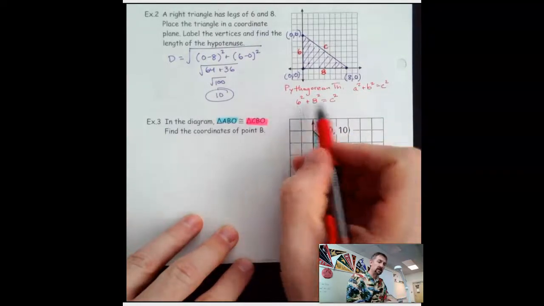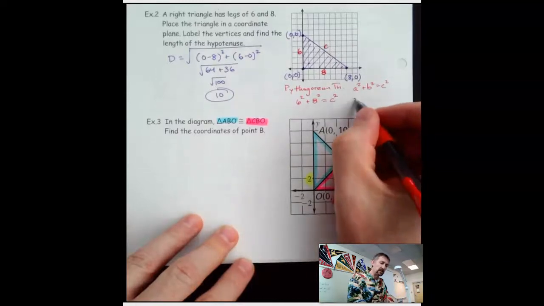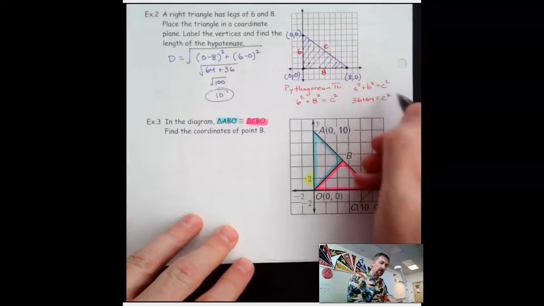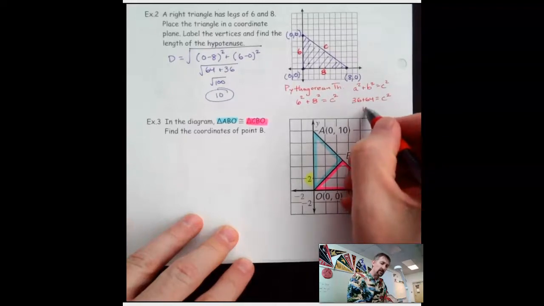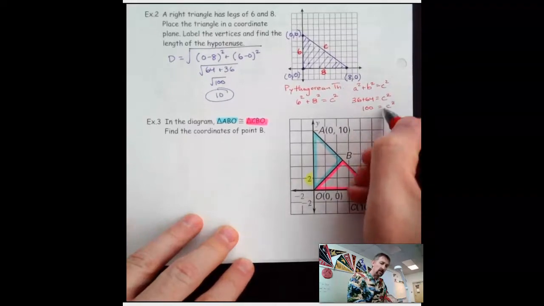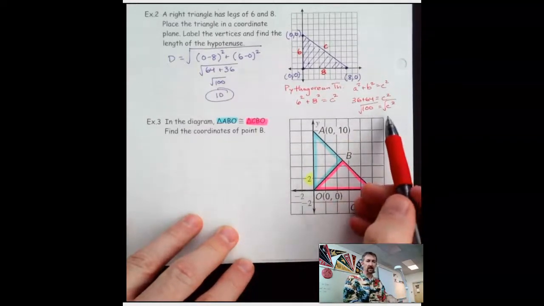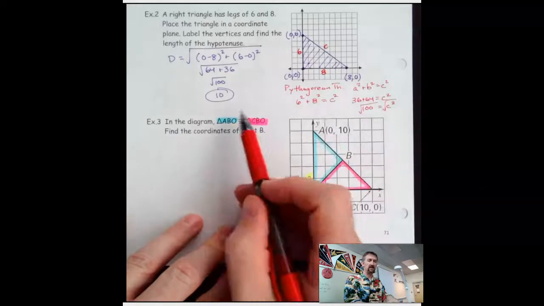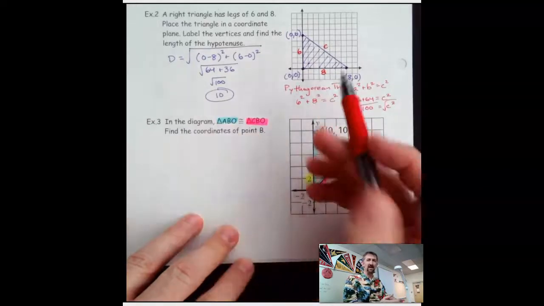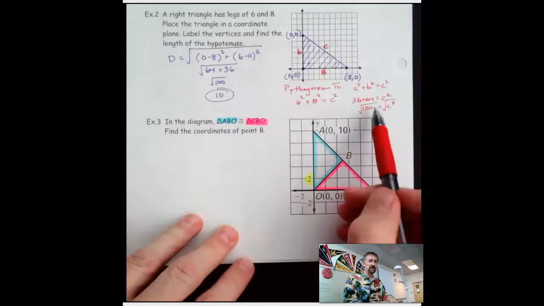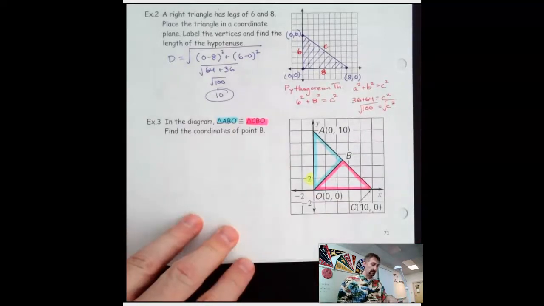We don't know c. So a squared plus b squared is 36 plus 64, which is 100. And then we're going to take the square root of both sides. Technically that would be the absolute value of c, and we would get plus or minus 10, but we can't have negative 10 as the side of a triangle. That doesn't really make sense. So that just verifies that the answer is 10. Okay?